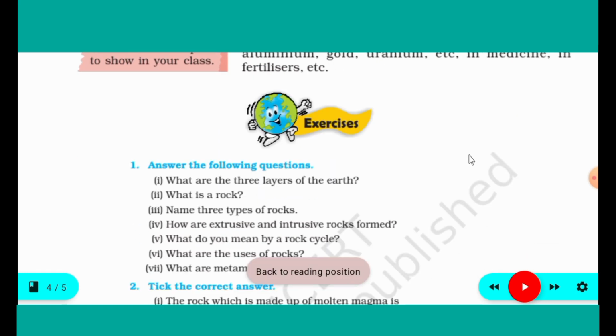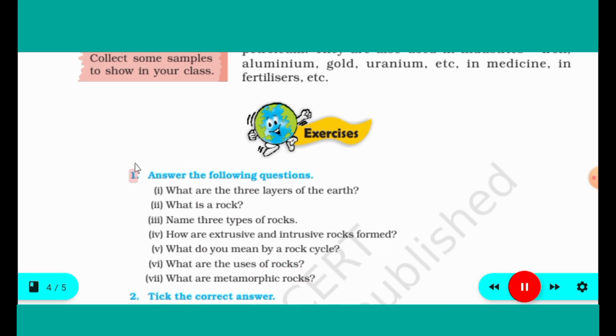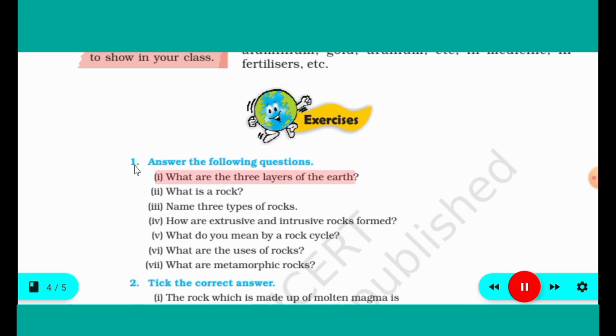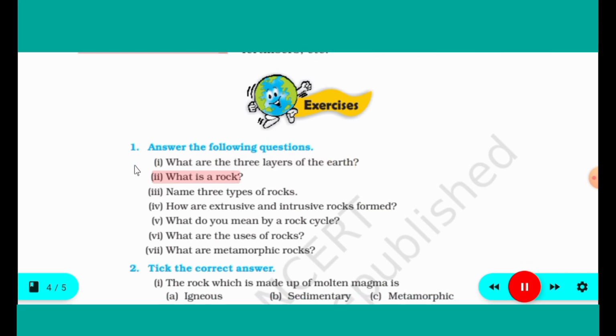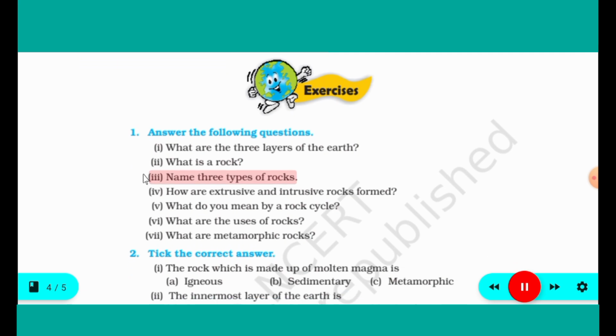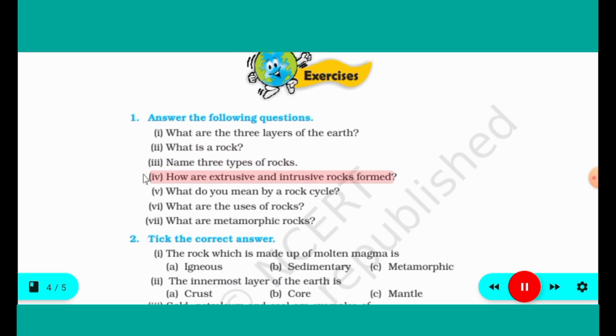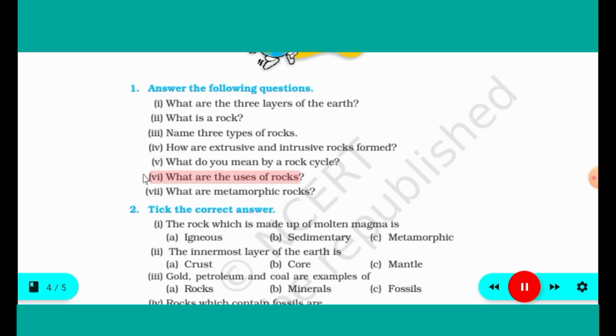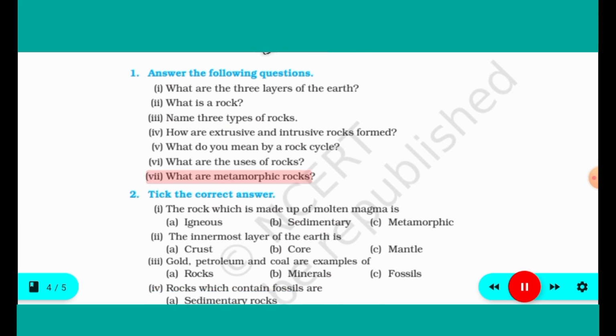Exercises. 1. Answer the following questions. I. What are the three layers of the Earth? II. What is a rock? III. Name three types of rocks. IV. How are extrusive and intrusive rocks formed? V. What do you mean by a rock cycle? VI. What are the uses of rocks? VII. What are metamorphic rocks?